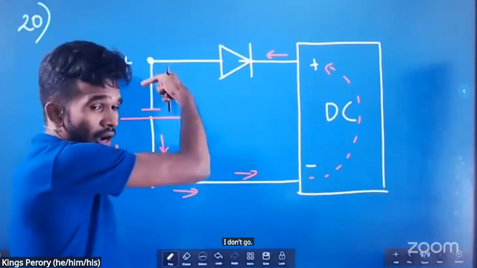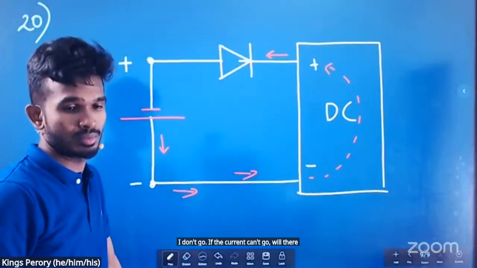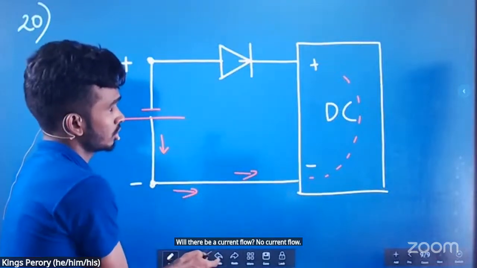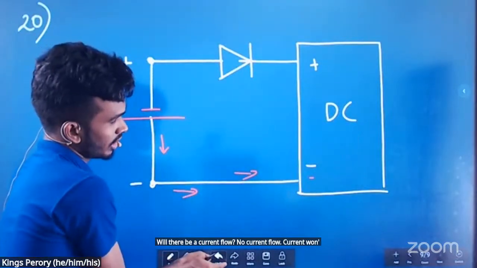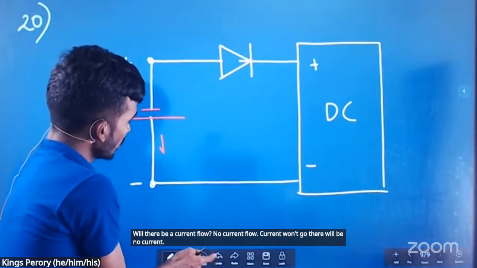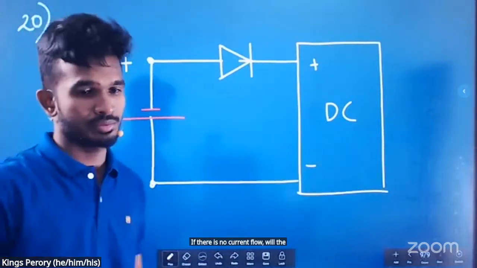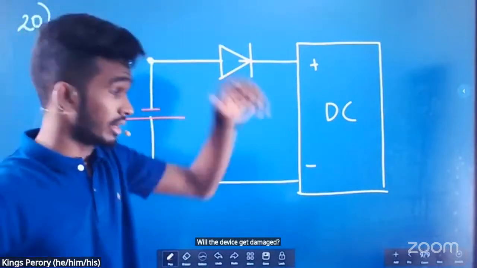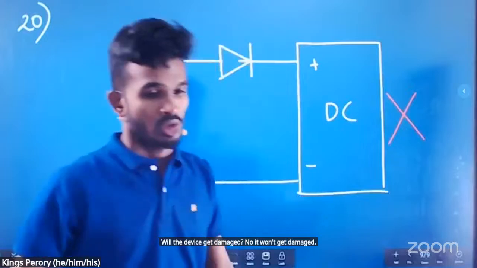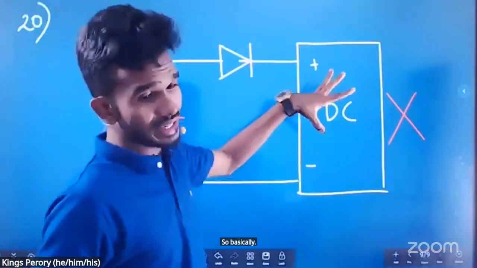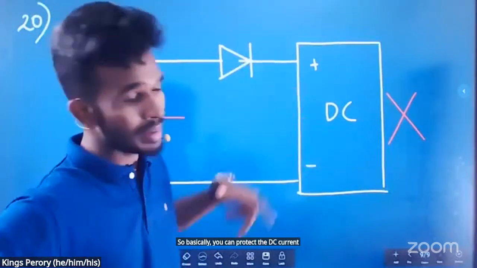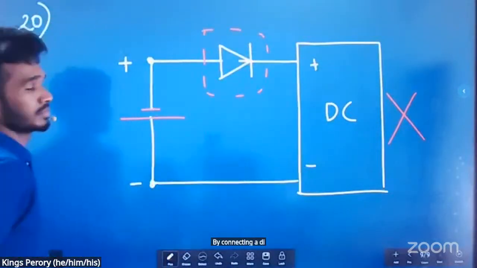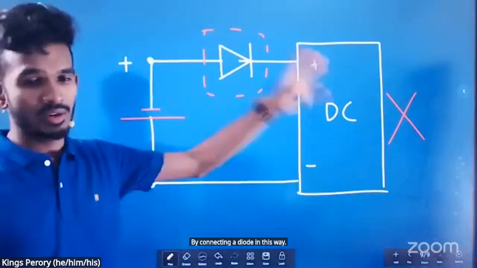If the current can't go, will there be a current flow? No current flow. If there is no current flow, will the device get damaged? No, it won't get damaged. So basically, you can protect a DC current appliance from the damage due to inverted terminals by connecting a diode in this way.